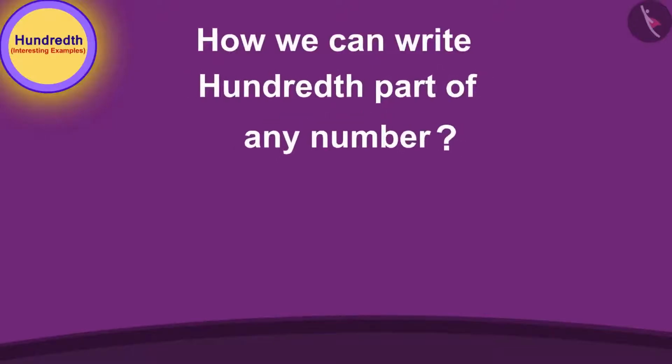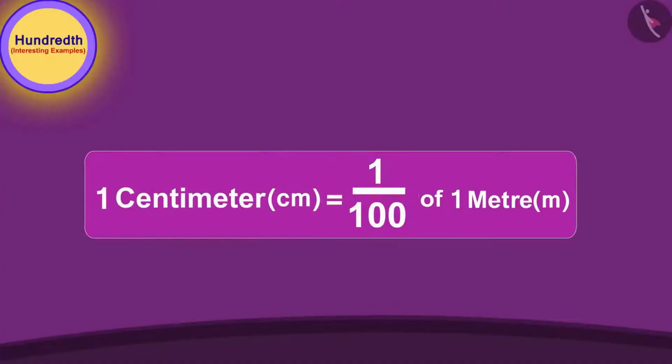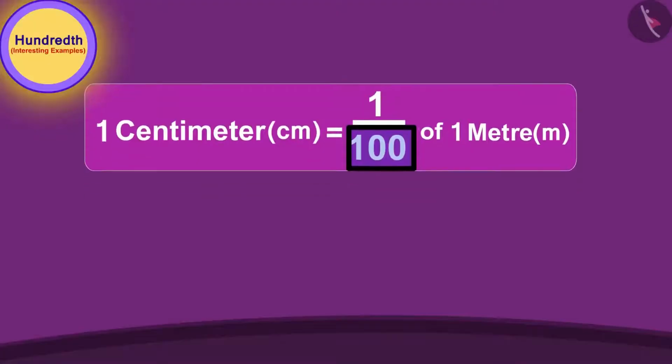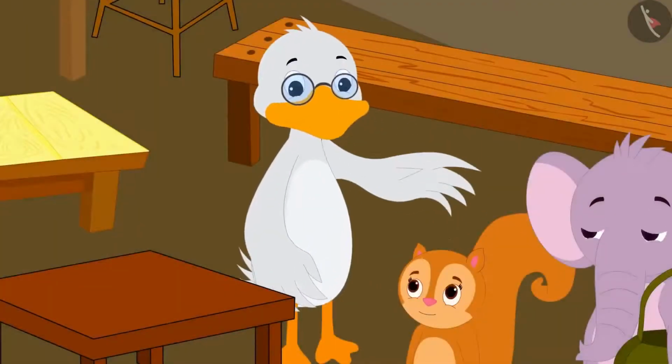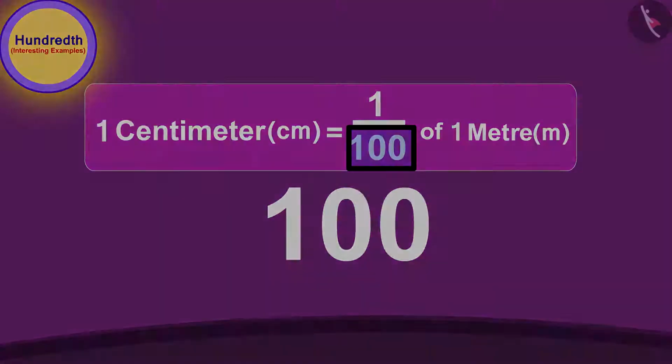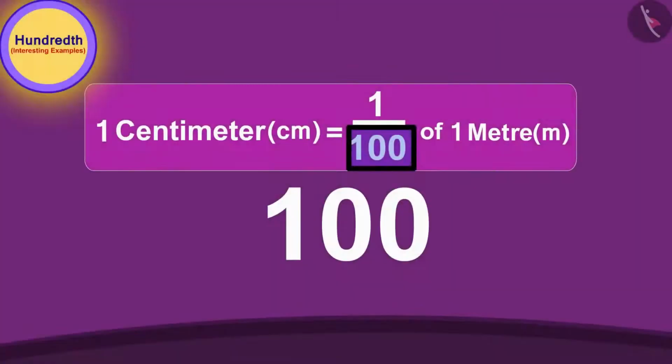Let me tell you how we can write the 100th part of any number using a decimal point. A centimeter is 1/100th of a meter. Here we are dividing 1 by 100. Can you tell me how many zeros are there in 100? Uncle asked Chanda. 2 zeros. Absolutely right. Now it's very easy.